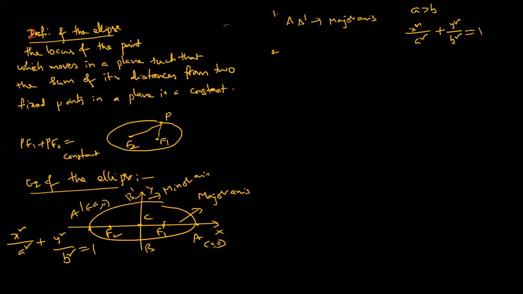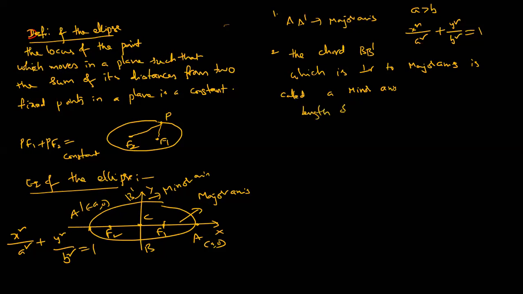That means it is perpendicular to the major axis. Here the chord B dash B, which is perpendicular to the major axis, is called the minor axis. Fine. So what is the length of the minor axis? That is 2b. So like that they can ask. Center means what? The point of intersection of the major axis and minor axis of the ellipse is called the center.